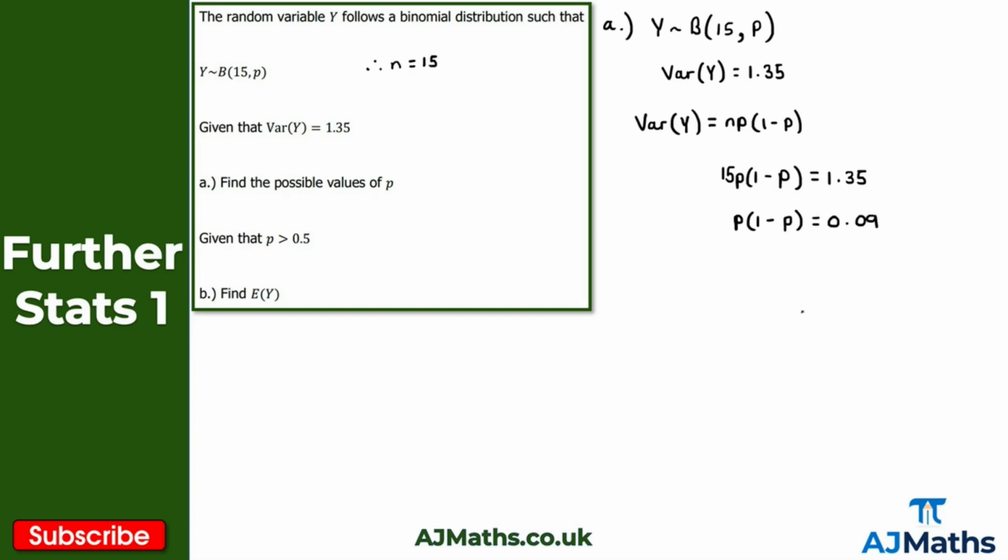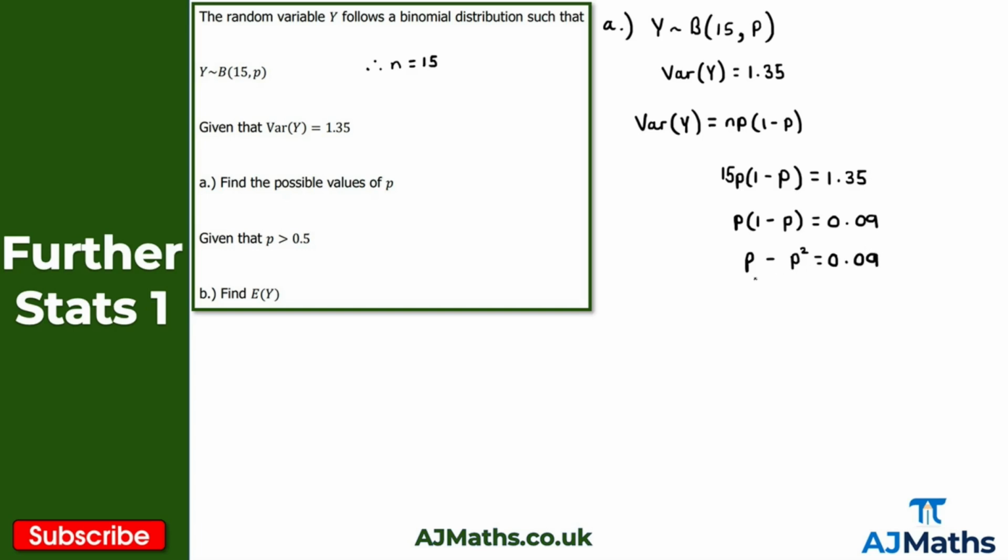Like so. So from here, what I'm going to do now is expand this left-hand side. So p times 1, that gives me p. P times minus p, I get minus p squared. And that's all equal to 0.09.